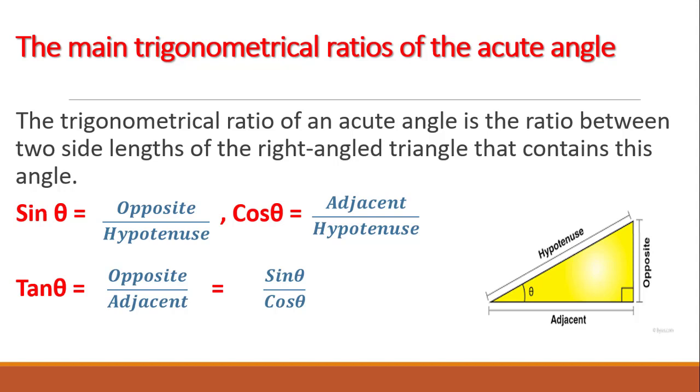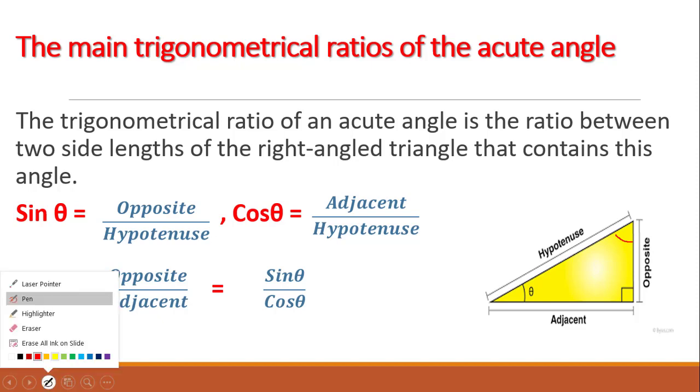The opposite and adjacent are according to the angle I want to get this ratio for. Okay, if I want to get the ratio for this angle, so this is opposite, this is adjacent, and of course this is the hypotenuse. If this angle, in this case, the opposite will be this side and this side will be the adjacent.